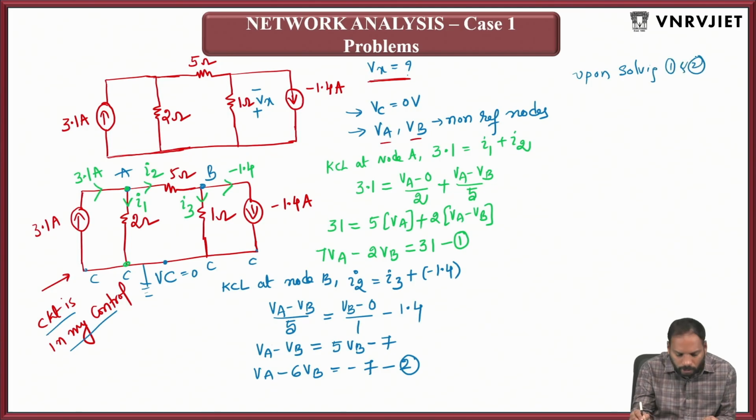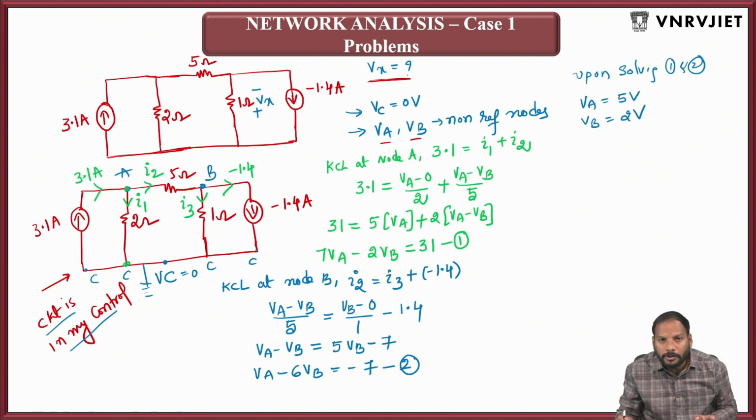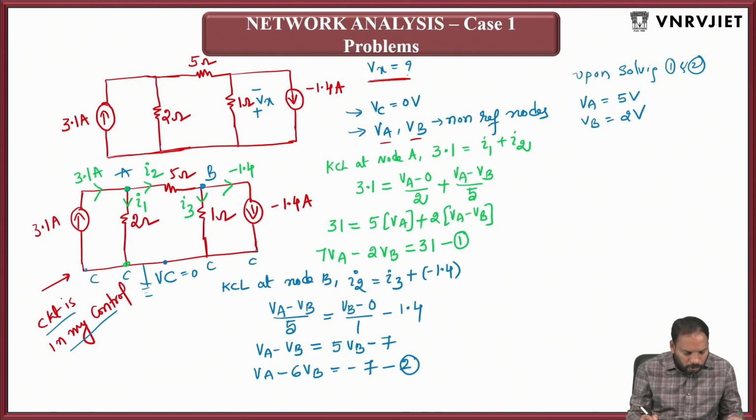1 and 2, the values of VA and VB, upon solving the two equations, equation 1 and equation 2, you will be getting VA is equal to 5 volts and VB is equal to 2 volts. Okay, so solving, I think you can do it using your calculator, or else you can follow normal equation solving methods, or you can apply Cramer's rule also, no issues. You will be getting the value of VA as 5 volts and VB as 2 volts.